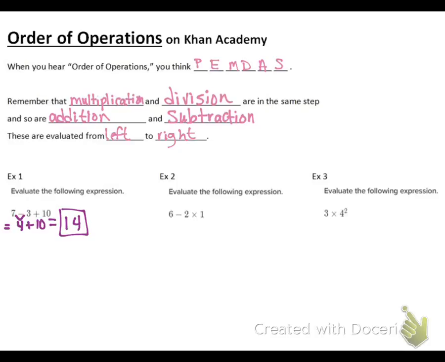Anytime that I drop down and I work below, I put an equal sign. That shows me where I'm starting next. So what's 2 times 1? 2. I also need to bring down the 6 minus, because I haven't solved that yet. So now I'm left with 6 minus 2, which equals 4.